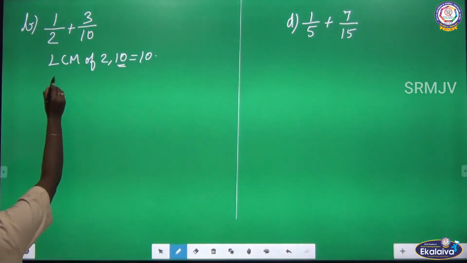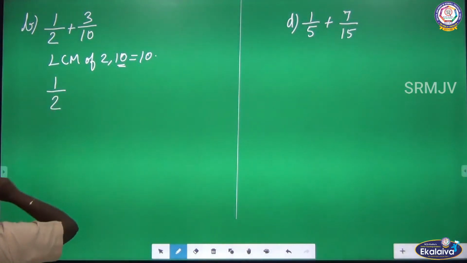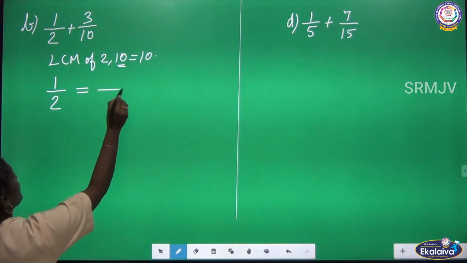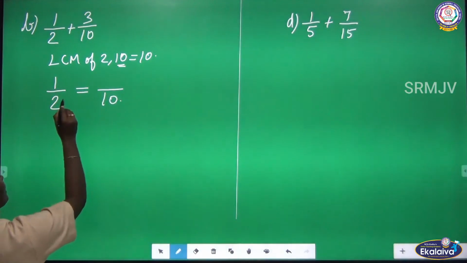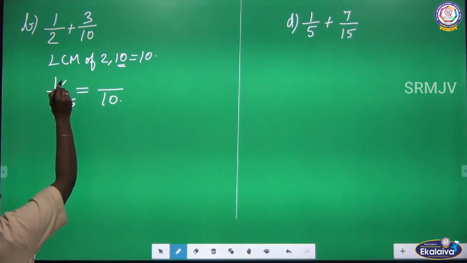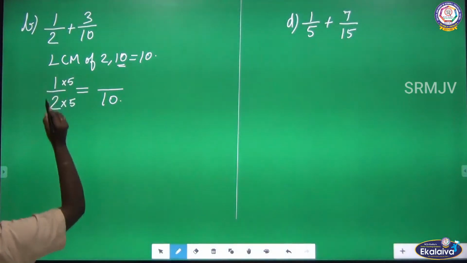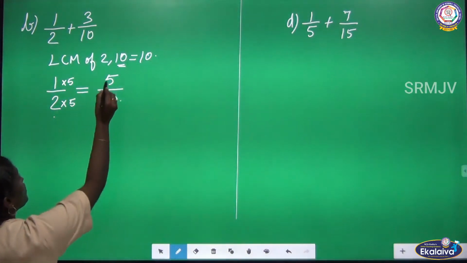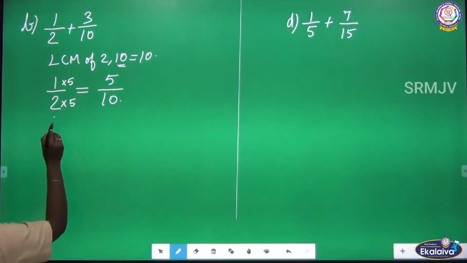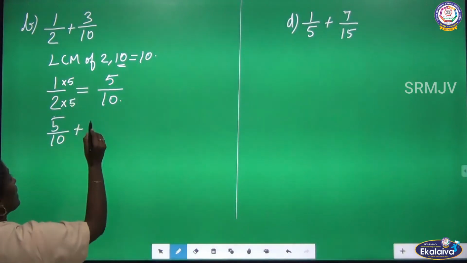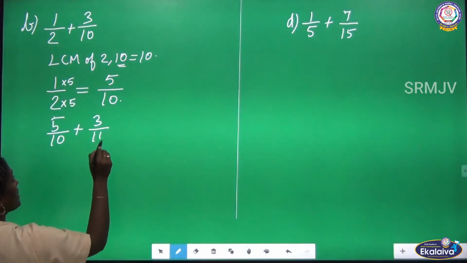Okay. So the first fraction is 1 by 2. Here when you will get 10, in the 2 table 5 times 10. So we have to multiply the numerator by the same number. 1 into 5, 5. So 5 by 10. The first fraction is 5 by 10 plus the second fraction is 3 by 10.